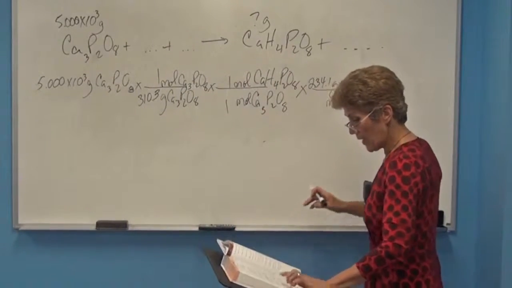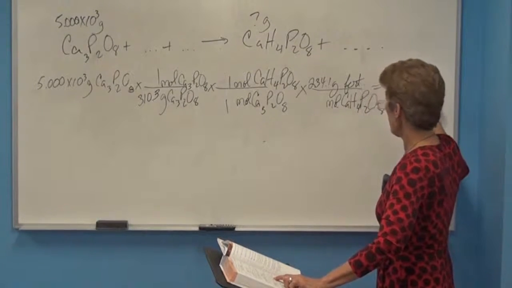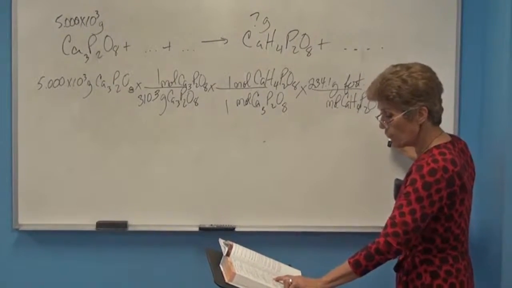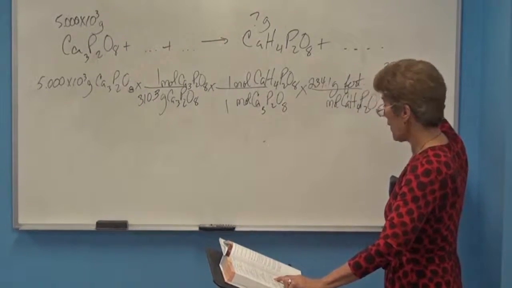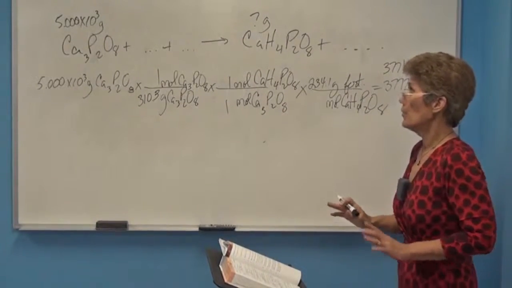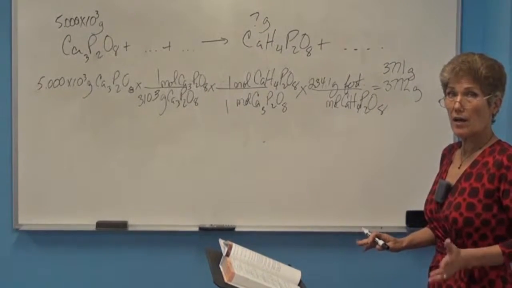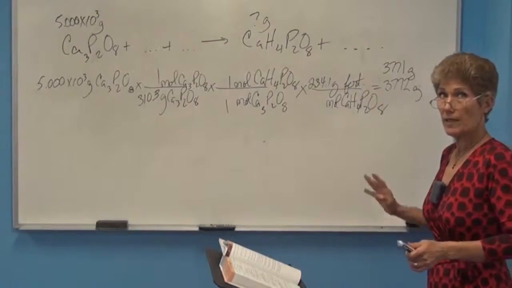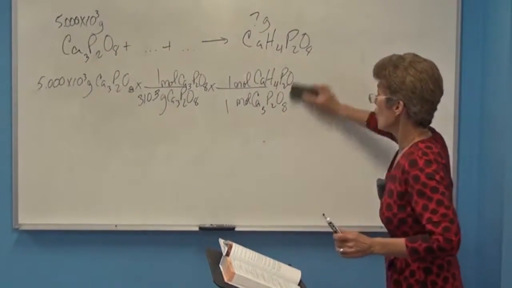If you do it this way, you end up with 3,772 grams of fertilizer. If you did it piece by piece, you would get 3,771 grams of fertilizer. Both are acceptable and have the right number of significant figures. It just depends on how you chose to set it up.